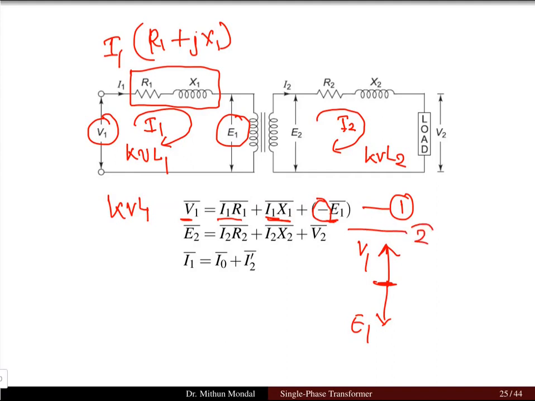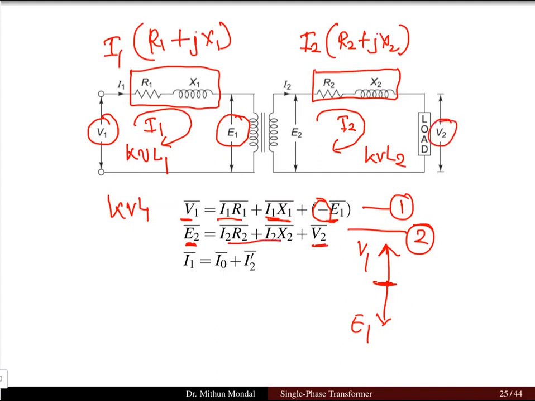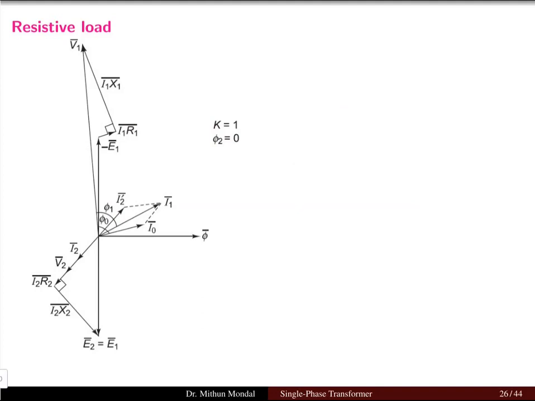Similarly, for the KVL equation in the second loop, we write E2. Here the drop present is I2 multiplied with R2 plus j times X2, which will be equal to E2 minus the total drop, giving the secondary voltage V2. And as usual, the total primary current I1 is equal to I0, the no load component of current, plus I2 dash, the extra current, and this I2 dash we can write as K times I2. Now the load can be resistive, inductive or capacitive in nature, or maybe a combination of RL and RC.